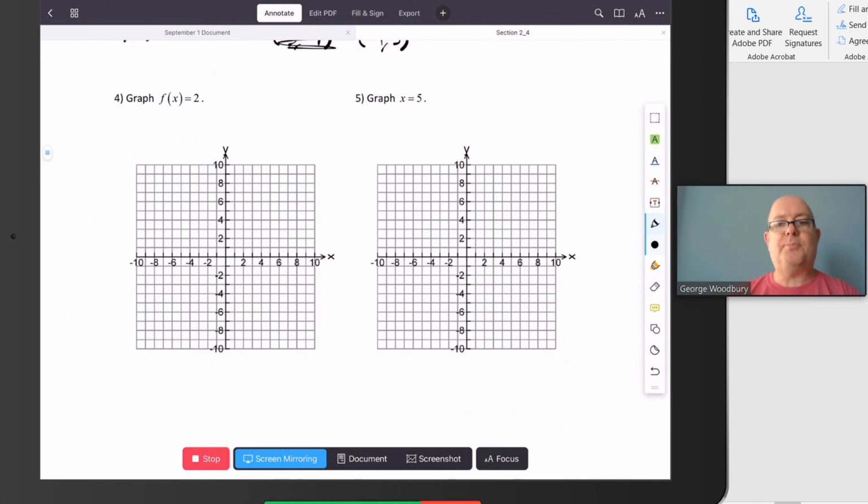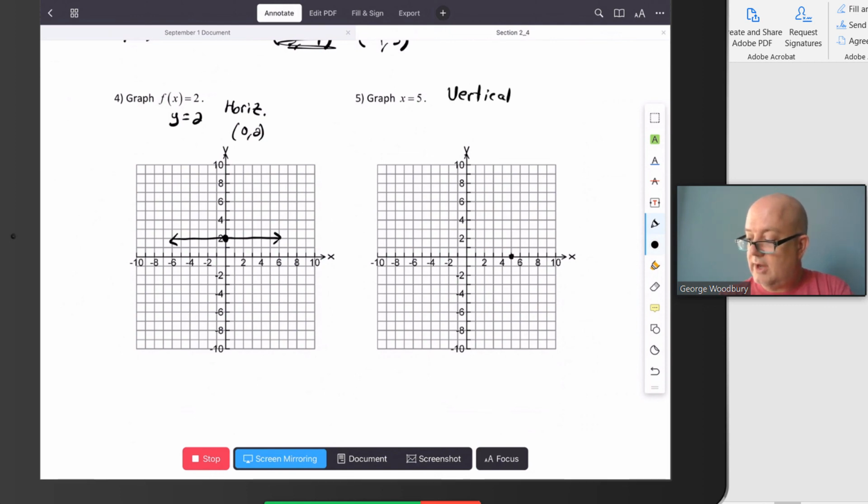We're going to finish with a couple of special lines. f(x) equals 2. This is a line just like y equals 2. And that is a horizontal line. And its intercept is going to be at (0, 2). So we put a point on the y-axis at 2. And we draw the line that's horizontal that goes through that. When the equation is of the form x equals some number, that is a vertical line. Go to some place where you know that x is equal to 5, like there, and then draw the vertical line that passes through that.